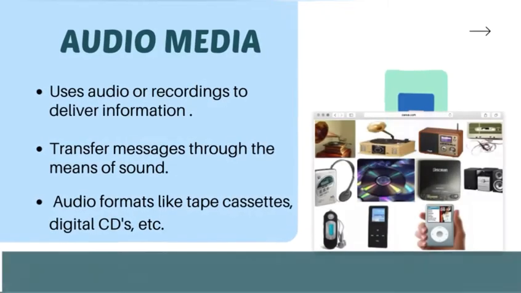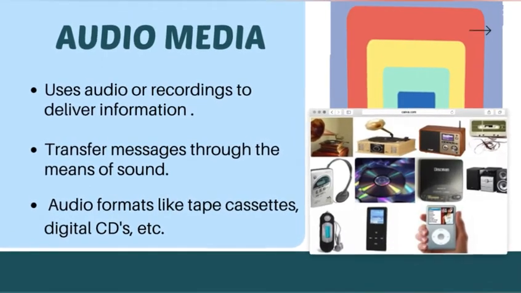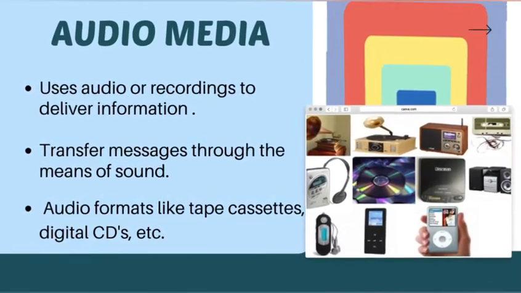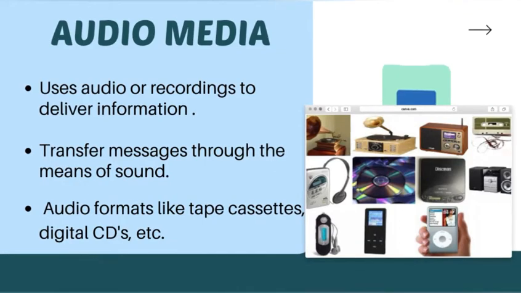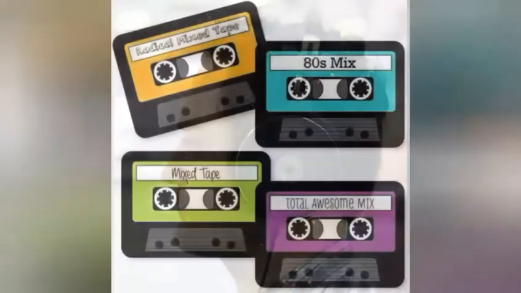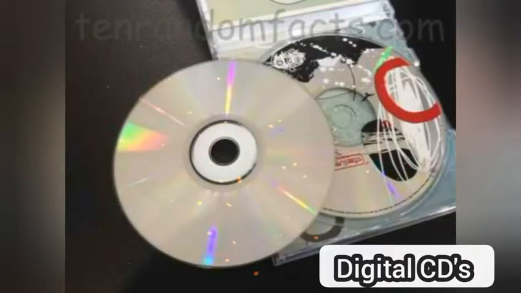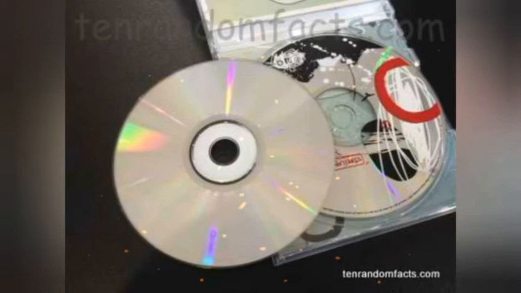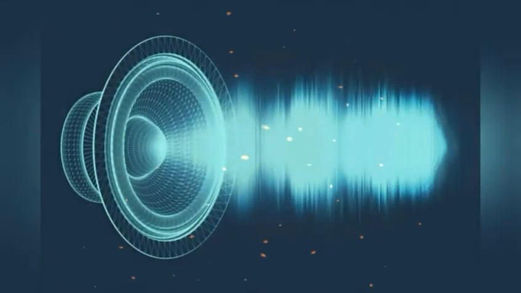Audio media. It is a media communication that uses audio or recordings to deliver and transfer information by means of sound. It also refers to audio formats such as tape cassettes, digital CDs, and computer files containing audio. Audio media are materials or sound that are transmitted, produced, or received through high-fidelity waves that are heard through certain equipment. So there are four types of audio media.